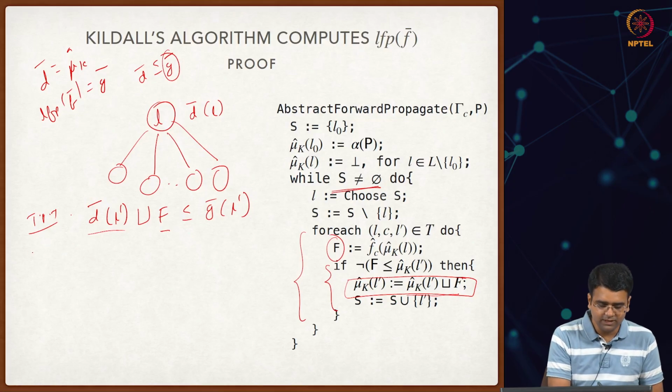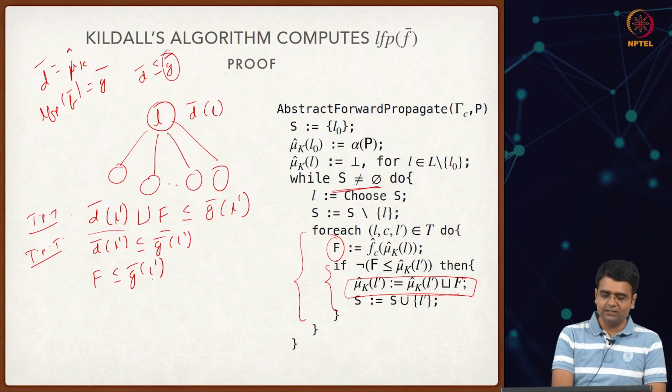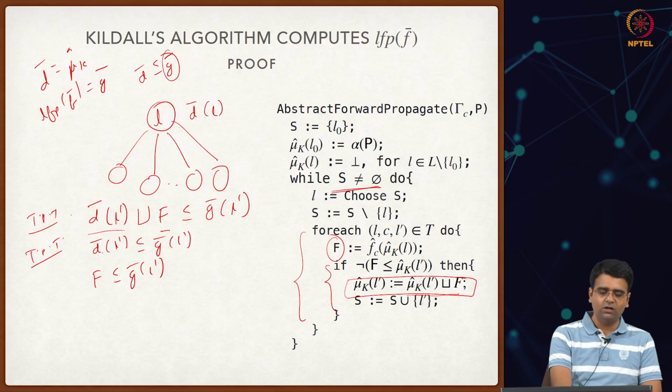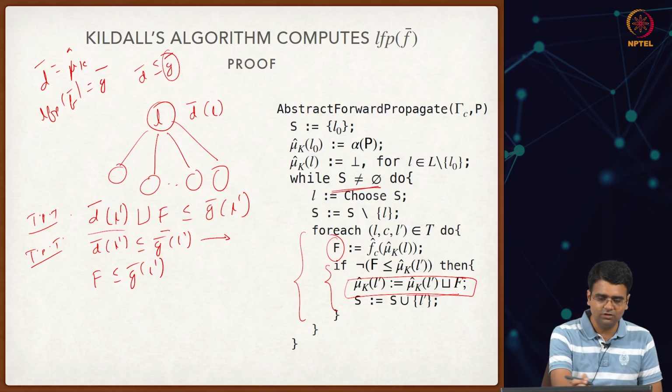So essentially we have to show that d bar at L prime is less than or equal to g bar at L prime, and that f is less than or equal to g bar at L prime. If we can show this, then that means that g bar of L prime is an upper bound of d bar of L prime and f, which means it will be greater than or equal to the least upper bound of these two values. So this, d bar of L prime less than or equal to g bar of L prime, is directly coming from the fact that this is what we assumed. We assume that d bar is less than or equal to g bar.